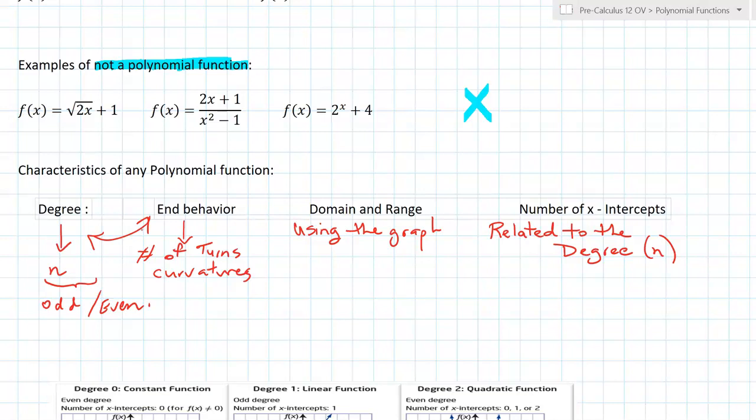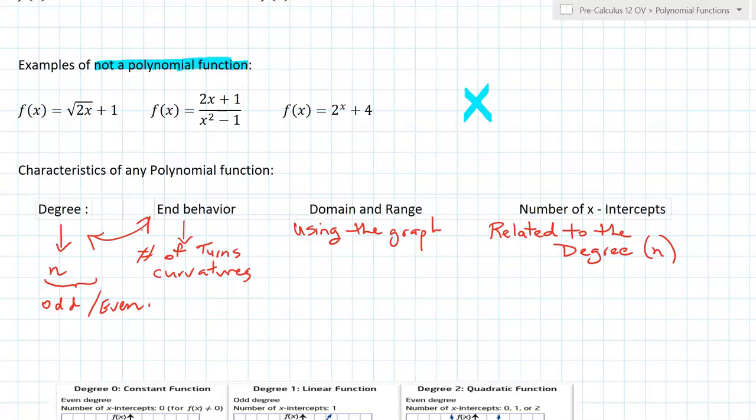Now that's not specifically for functions. Any relation could have a domain and range, but for the polynomial functions, we also need to know. But usually with these ones, we're gonna rely on the graphs as much as we can, so we can have a sense of what type of graph it is, the shape of the graph, and then we can come up with the domain and range.